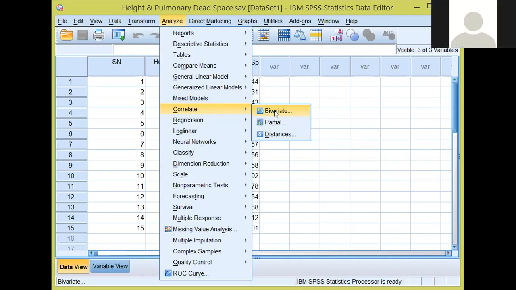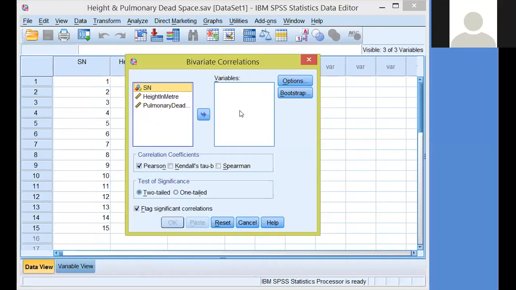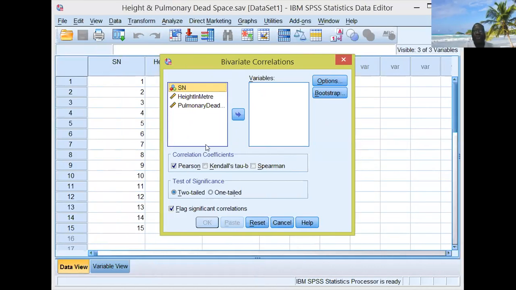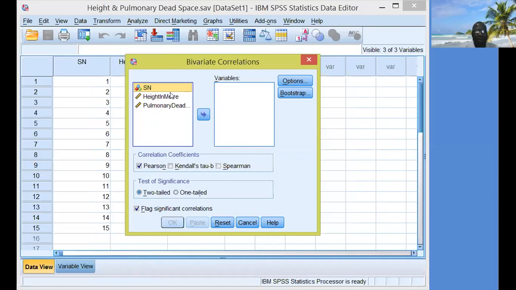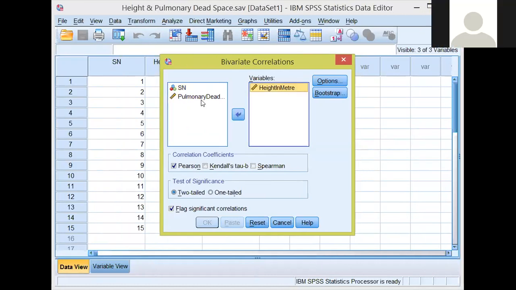Okay, it has opened. Because I really want to do it. We have seen. So just move the two variables, height and pulmonary dead space, to the variable box. Move both of them. Okay, they are both there now.